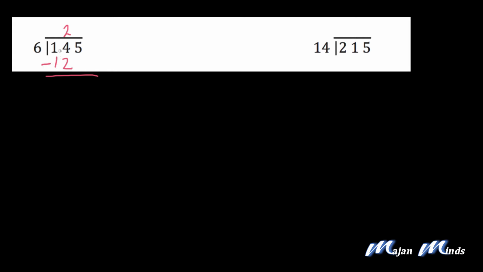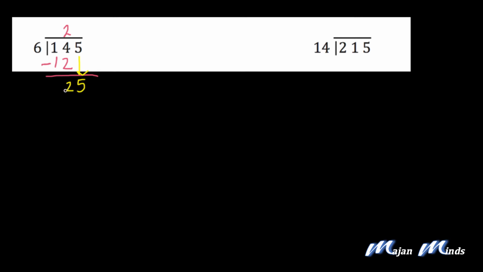Then we subtract. 14 minus 12 is 2. Let's change color. 14 minus 12 is 2. This 5 comes straight down, and we have 25. Now, everything we just did, we do the process again.